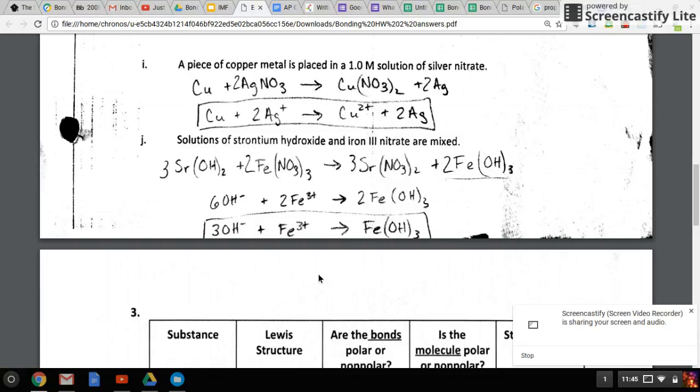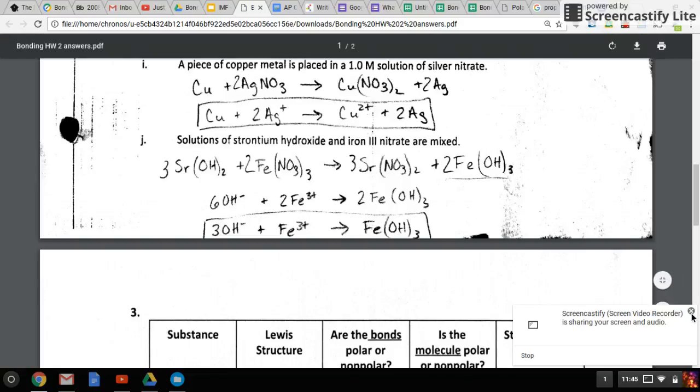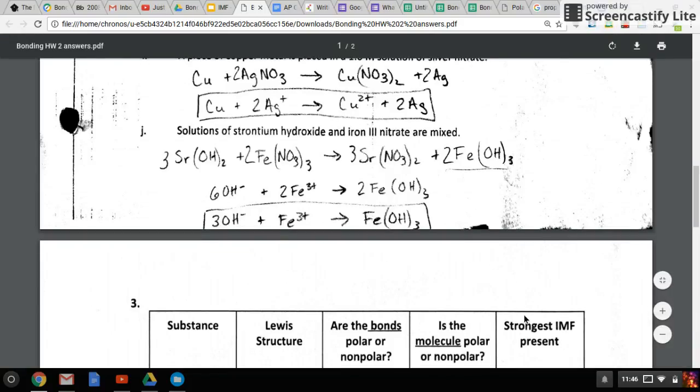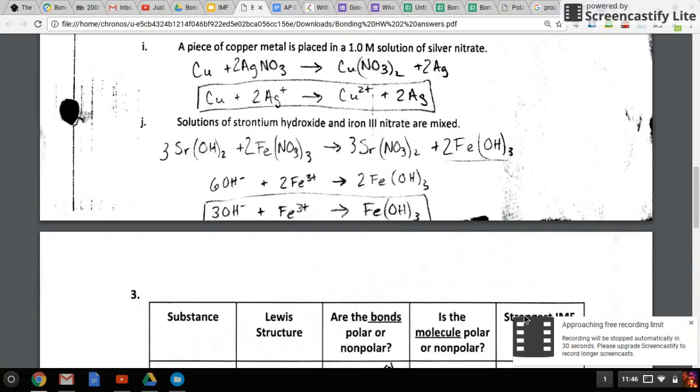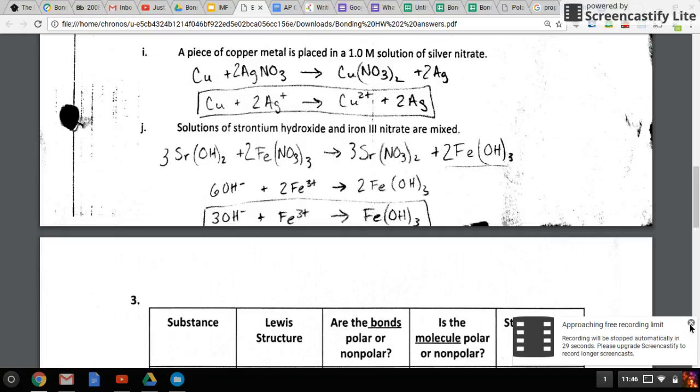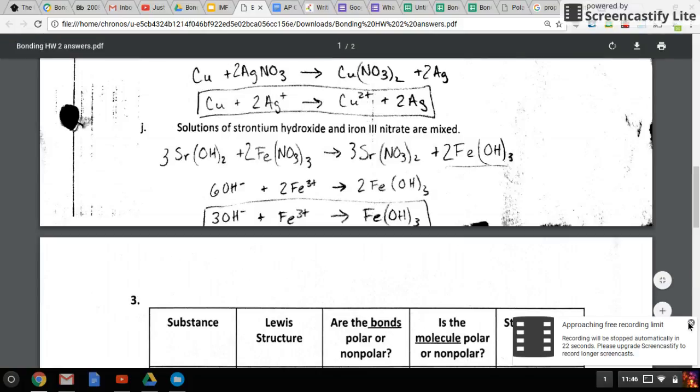Okay, so in order to lead us through this, in number 3, I had you go through the substances. Since we're still practicing our Lewis structures and bonding, I made you go through this progression here so that you could figure out what type of molecules you have. And we're going to pause right here.